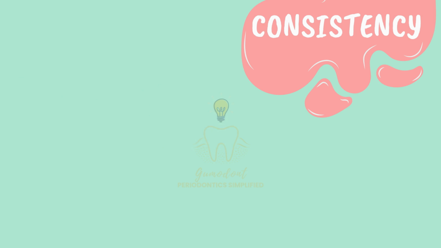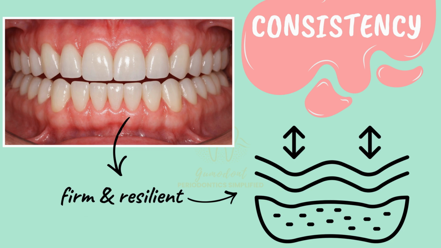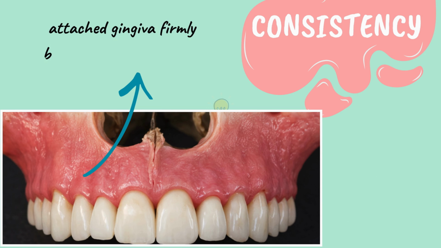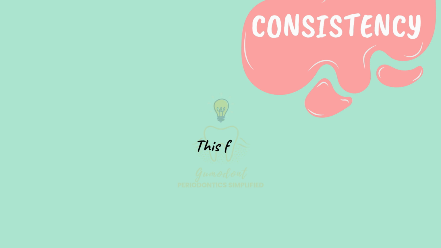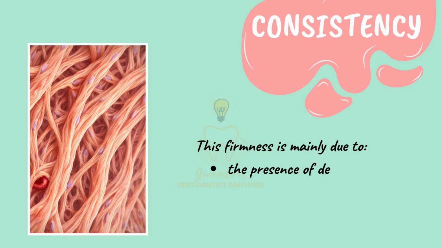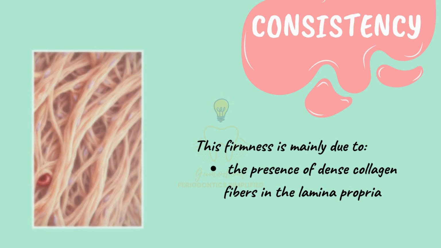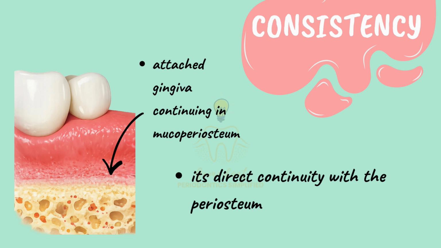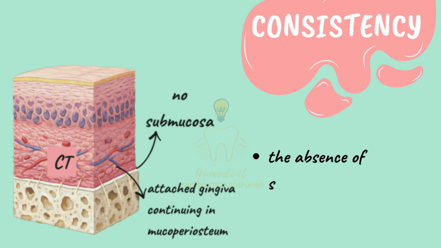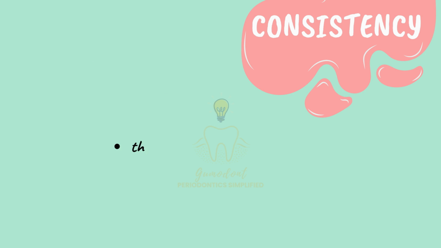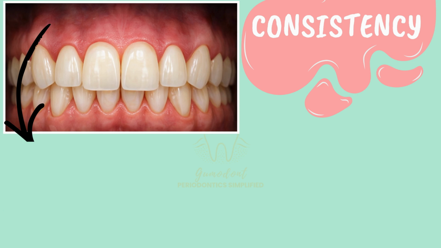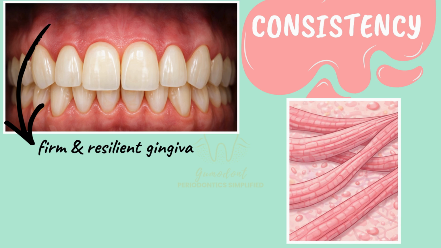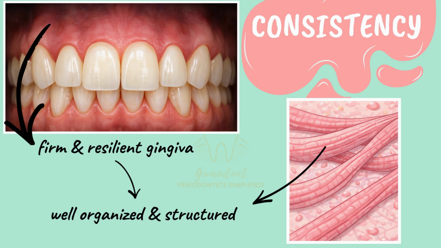In health, the gingiva appears firm and resilient, with the attached gingiva firmly bound to the underlying bone, while the free marginal gingiva remains slightly movable. This firmness is mainly due to the presence of dense collagen fibers in the lamina propria, its direct continuity with the periosteum of the alveolar bone, the absence of submucosa in the attached gingiva, and the gingival fiber groups, which help maintain the firmness and contour of the gingival margin. So, clinically, the firm and resilient nature of gingiva reflects a well organized connective tissue structure.